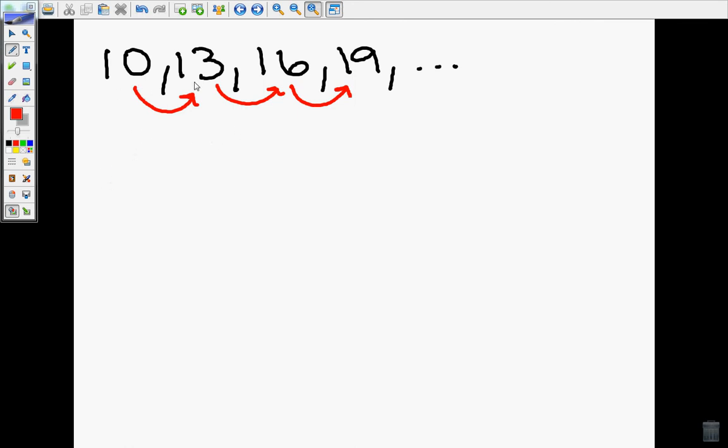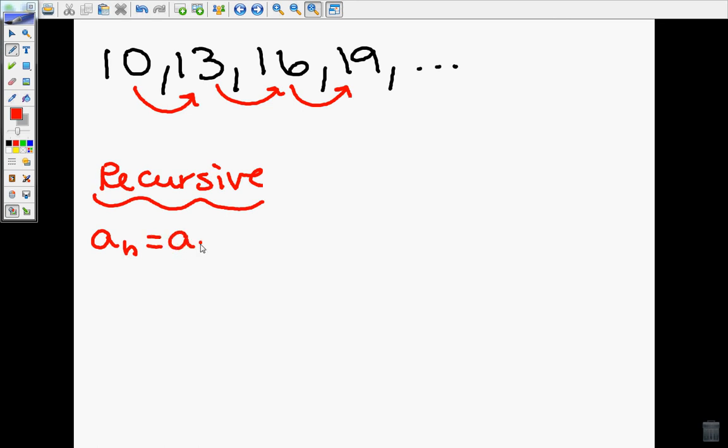If I wanted to write the formula for this pattern, a recursive formula, it would look like this. A sub n, where A sub n stands for whatever term we're looking for, is equal to A sub n minus 1 plus the common difference, which in this example is 3. So I'll put plus 3. And my first term is 10. The recursive formula is not really used to find anything, other than it just gives you information. It tells us our first term, which is 10, and the common difference, which is 3.